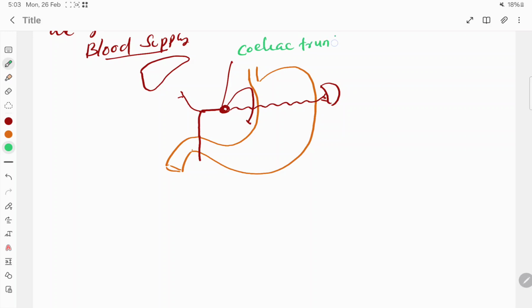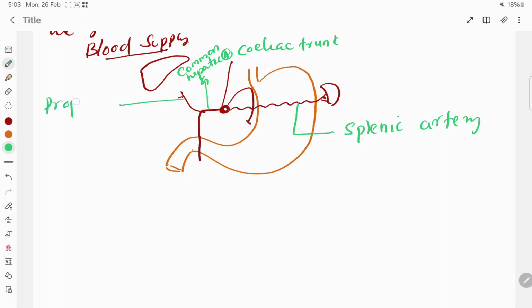This is the celiac trunk, and here we have the splenic artery. This is the common hepatic artery. This is the proper hepatic artery. The one which is going downward is known as the gastroduodenal artery. From the name itself we can see it supplies both the duodenum and the stomach.